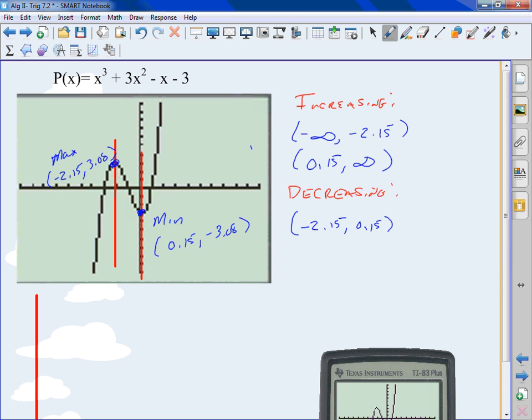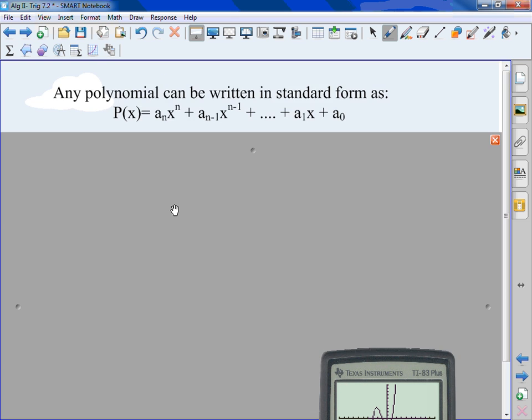Every graph will be different. Why is the negative 2.15 in the y spot? These aren't xy values. These are intervals. They're the intervals in which it's increasing, decreasing.